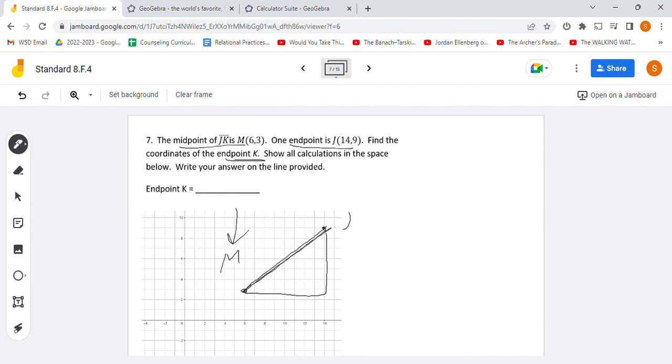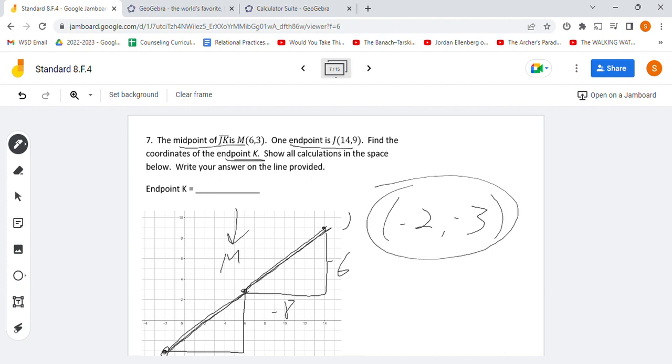So if we go from J to M, we end up going down by 6, and we end up going to the left by 8. And if we're going to find the other point, we need to go down by 6 again, and to the left by 8. So down by 6 would put us down here at -3, and if we go to the left 8, that would put us over here at -2, and we can see that we are duplicating that distance over here. So the coordinates of that were at -2 for our x and -3 for our y value.